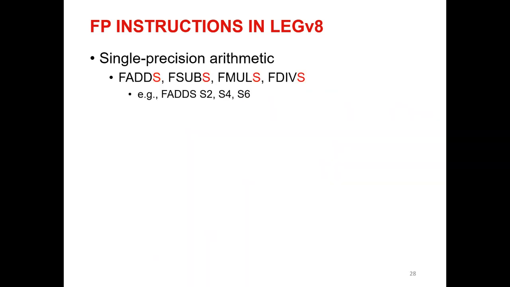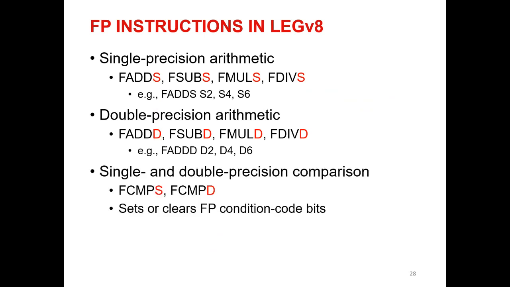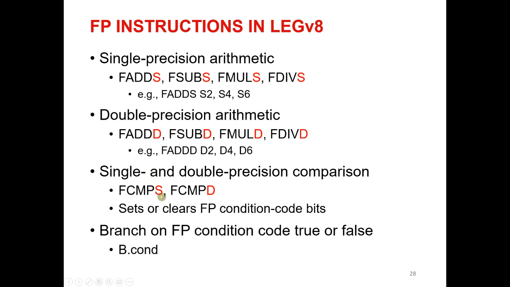Okay. So for adding and subtracting and multiplying, again we have the F indicating that it's a floating point instruction, and we have the S for single precision and the D for double precision. Okay, I'm just showing these instructions for reference. You will not be asked these instructions in the class test. Okay, and for comparing and doing branch operations, we also have operations for single and double precision.